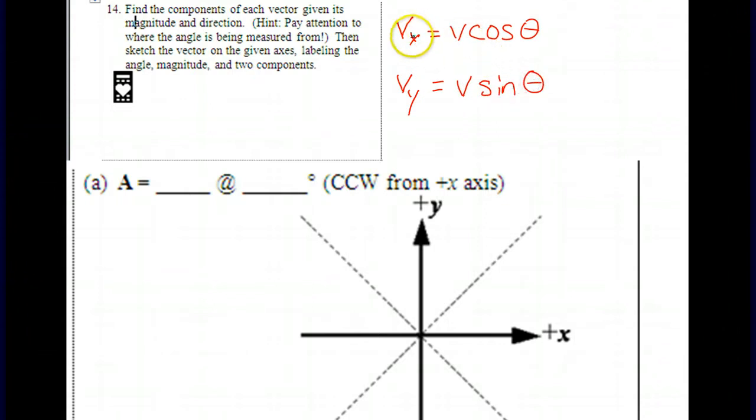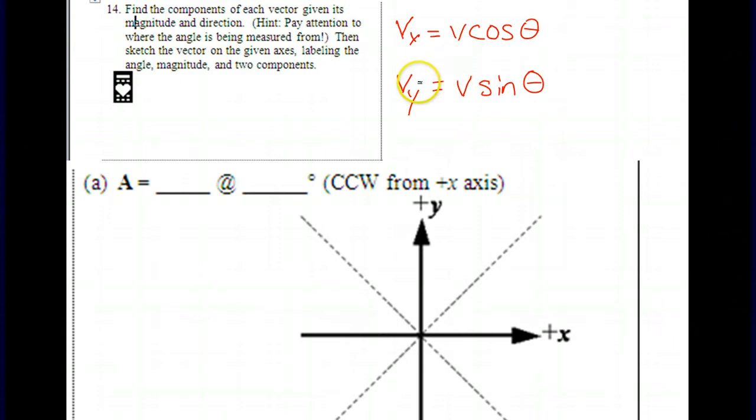All right, so to find the horizontal component, or the one going along the x-axis, you just do v cosine theta, and then to find the vertical component, the one going along the y-axis, we use v sine theta, v being the resultant, whatever that is.